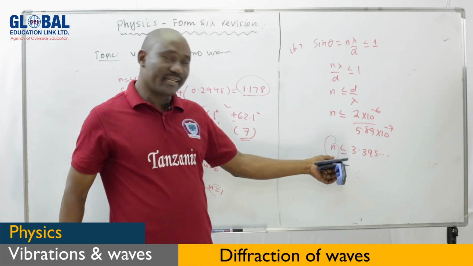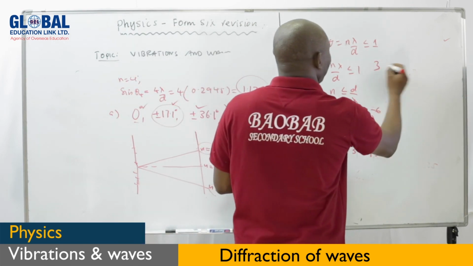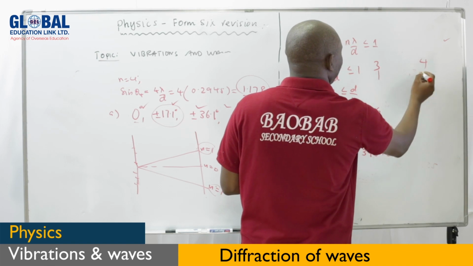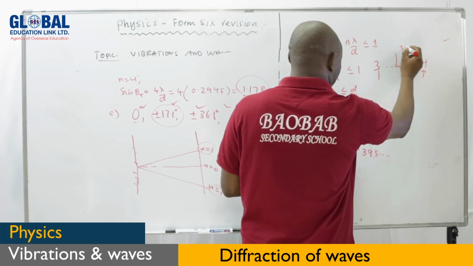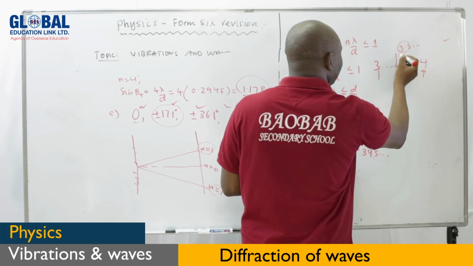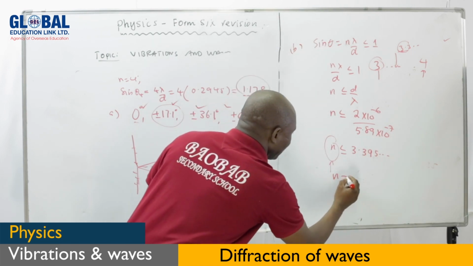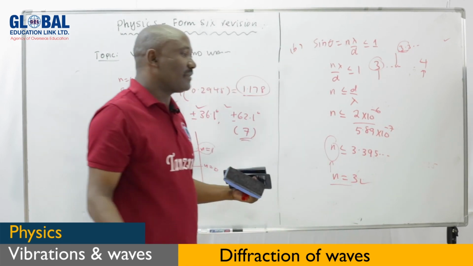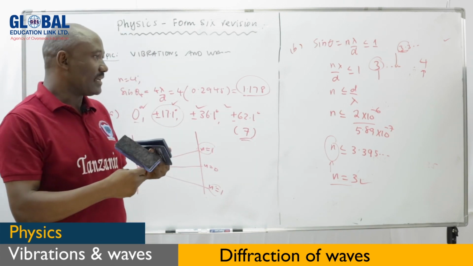You're looking for an integer which is less than that. So this n is an integer less than 3.4, between 3 and 4. If this number is 3.3, what integer is less than that? It is 3. So here n equals 3. So here there are 3 images on either side, which makes a total of 7. That's the end of example number 2.